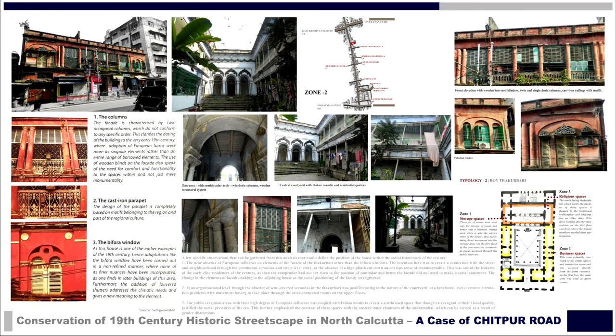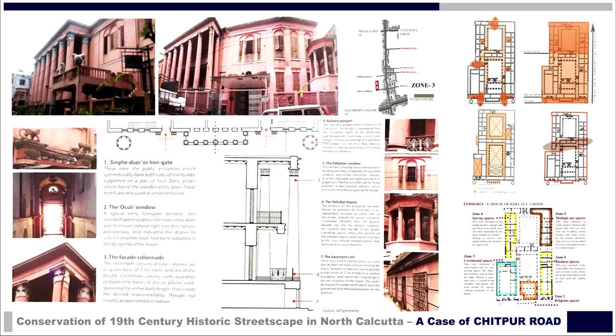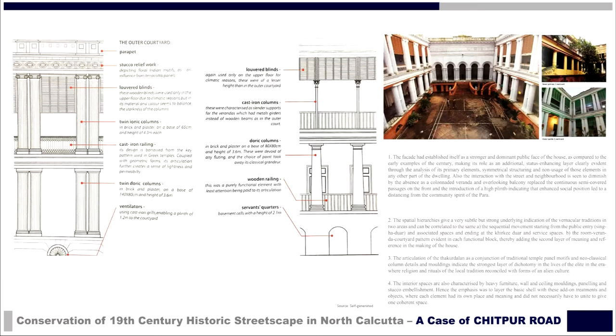Roy Thakurbari: the near absence of European influence on elements of the facade of the Thakur Dalan or Thakurbari, other than the bifora windows. The facade had established itself as a strong and dominant public face of the house, status enhancing, clearly evident through the symmetrical structuring and non-use of those elements in any other parts of the dwelling. The spatial hierarchy of the vernacular tradition in the two areas can be directed to the same. The sequential movement starts from the public entrance, Shinghaduar, and associated spaces, and ends at the Khirki Duar and service areas. The room-veranda-courtyard pattern is evident in each functional block.